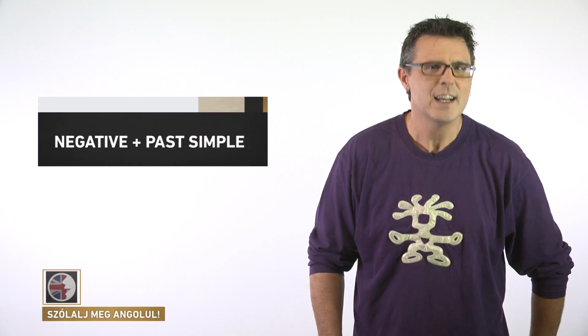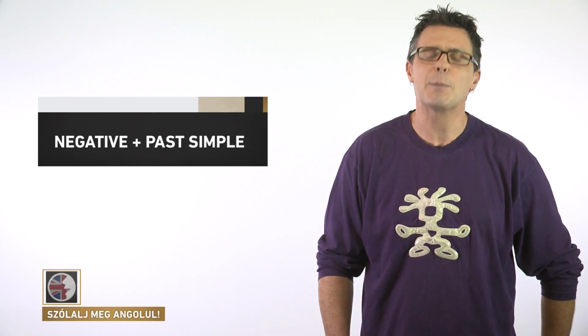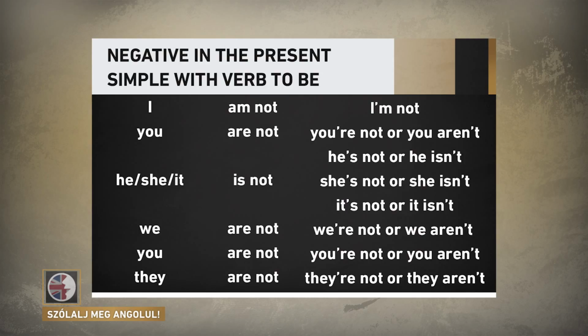Now, we've looked at the positive version of the verb to be in the past simple. What do you think is coming next? Yes, that's right. Let's have a look at the negative version of the verb to be in the past simple. Now, before we ask the lovely Mabel to show us that information in a table, let's just think about negatives for a minute. Okay, great.